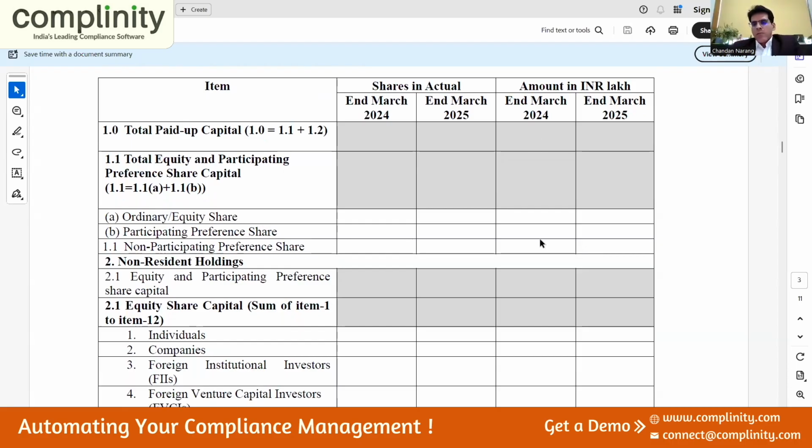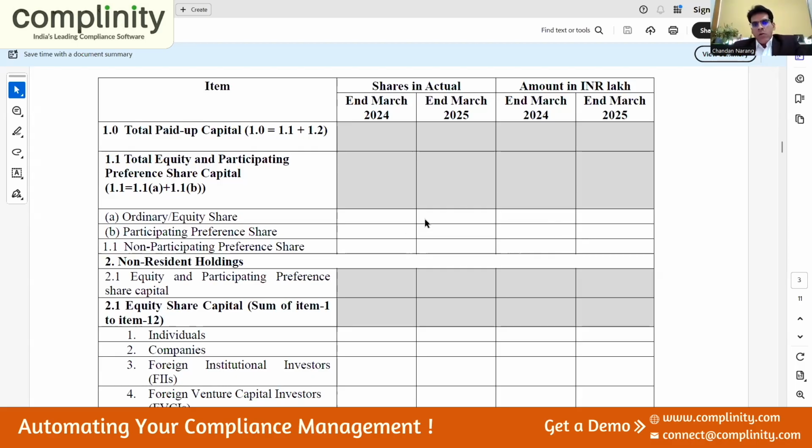lakhs. Suppose you have only one class of equity share or one class of preference share, and you mention that accordingly in section 1, so the amount will auto-calculate it here. But in case the classes are more than one, it will not be auto-calculated because you may have different nominal values, different face values for your shares. In that case, you will have to manually enter the details in this box, right?